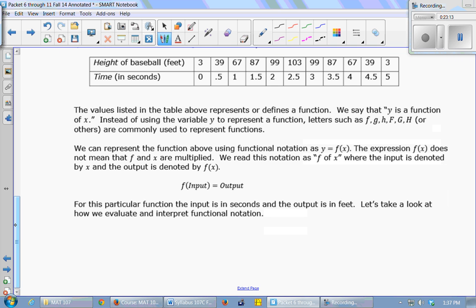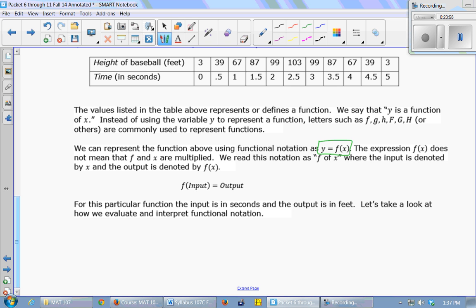So we can represent the function using a notation where we say y is equal to f at some x value. The expression f of x does not mean that f and x are multiplied. It's a really common misreading if you haven't had this presented to you before. You would read it as f of x, and it means the value of the function at a certain x value. So the input is denoted by x, and the output is f of x. So f of some input gives you an output. So y and f of x are synonymous, right? Where you used to say y, now we're going to say f of x.